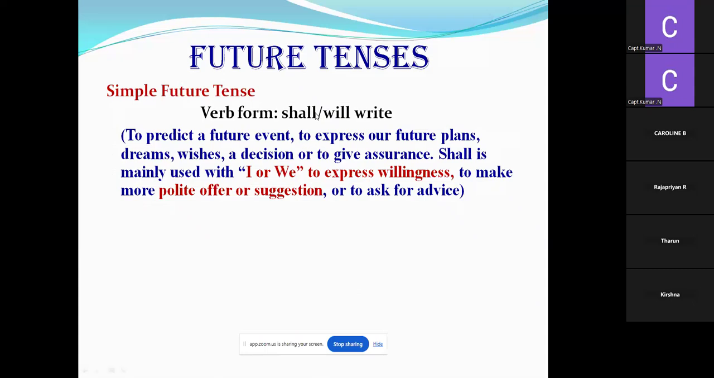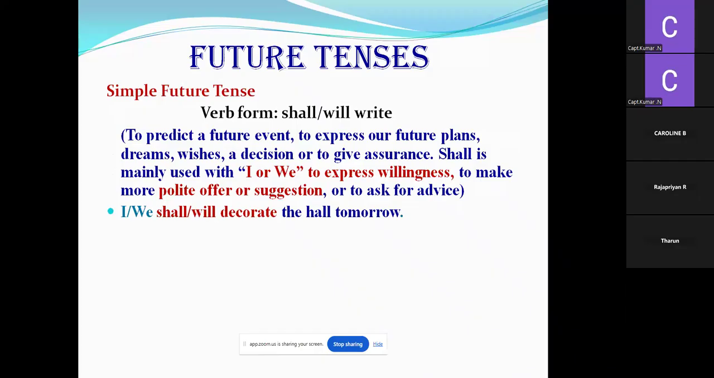Okay. Here shall, actually many Indians don't use shall, but shall is used with I and we as subject, because shall is used to express willingness to do something. When we voluntarily, happily want to do some activity, we use shall. Let's see the example. I shall decorate the hall tomorrow, or we can say we shall decorate the hall tomorrow. That means we are very much willing or eager to do the work. We can't use shall with he or she, because we can't express willingness for somebody else. Okay.